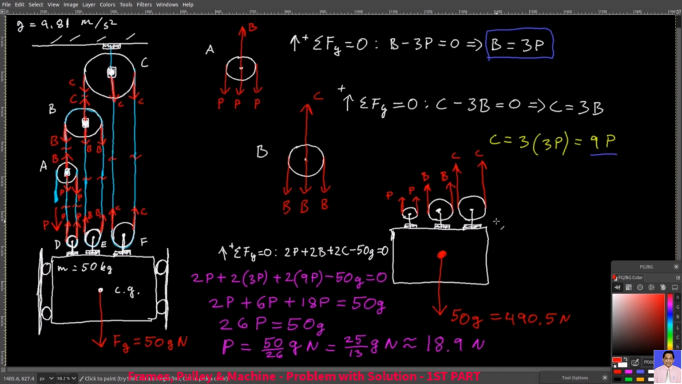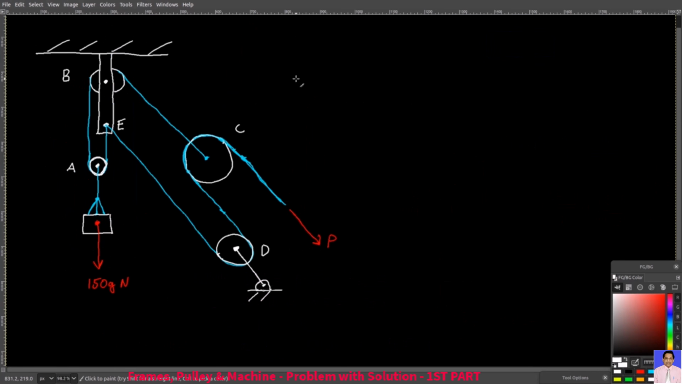That's equivalent to holding something that has a mass of 18.9 over G, or 18.9 over 9.81, 1.927 kilograms. So approximately 2 kilograms. That's a lot easier to manage. That's what pulley systems are for. Thank you very much.